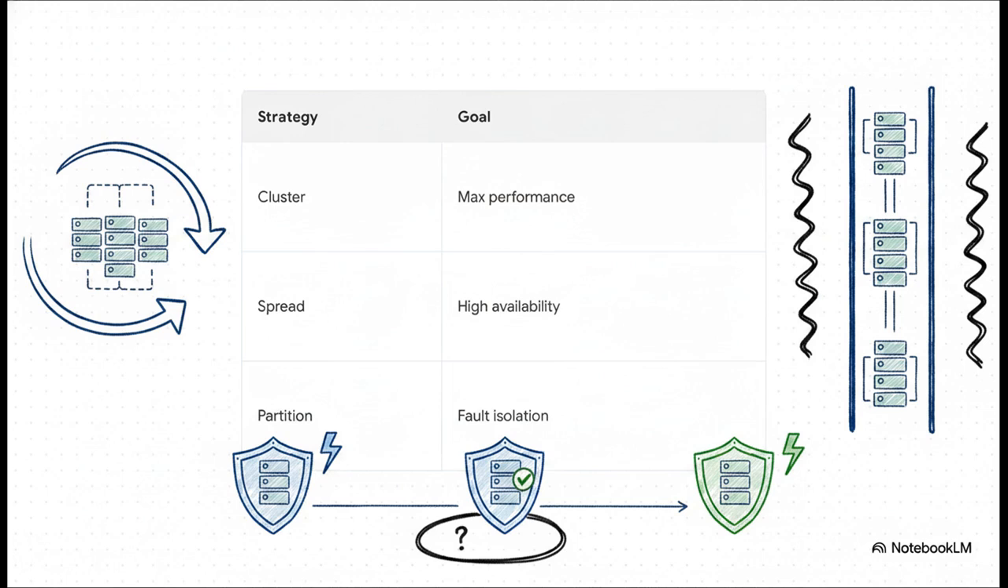Second is spread. This does the exact opposite, strictly separating your instances across different hardware to ensure high availability. If one rack goes down, your whole cluster doesn't. And third, partition, which creates segmented logical groups across different racks, which is perfect for fault isolation in massive distributed workloads like Hadoop. You just declare the strategy you need, and the automation handles the whole shebang.